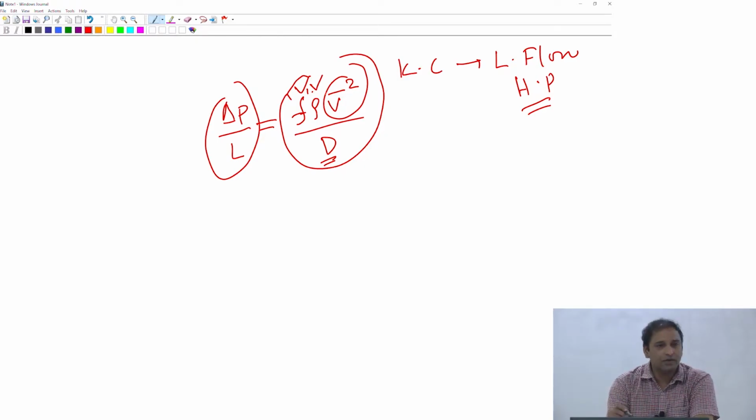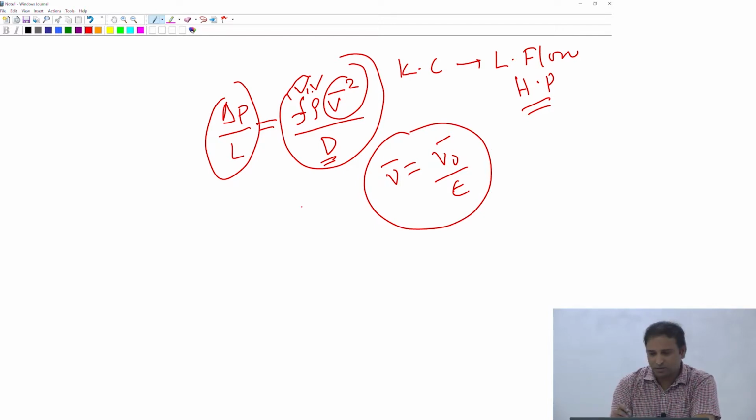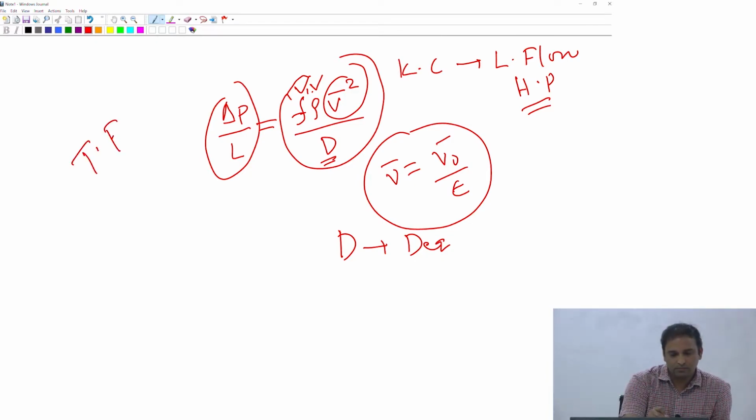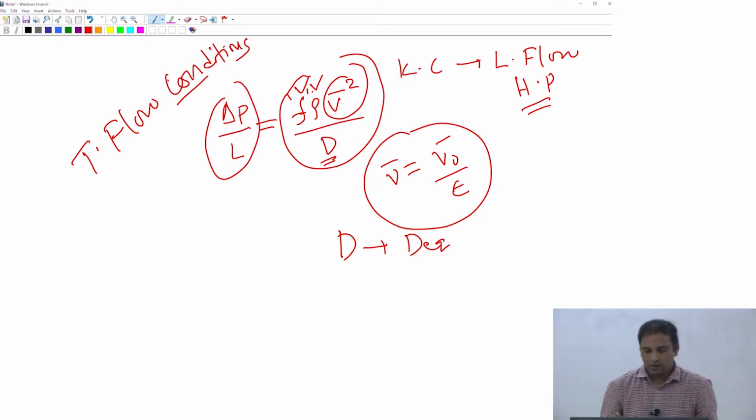So again we'll do exactly the same exercise. You replace your V bar by V naught bar divided by epsilon, that's the actual velocity with which the liquid is flowing through the packed bed, and then D we are going to replace by D equivalent. Can you just do that and let me know what you get for delta p by L for the turbulent flow conditions?